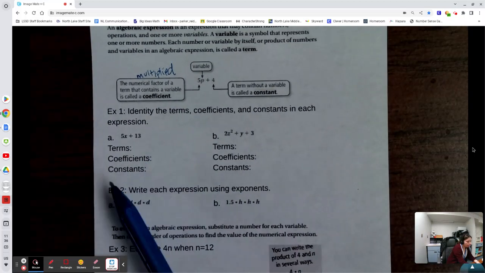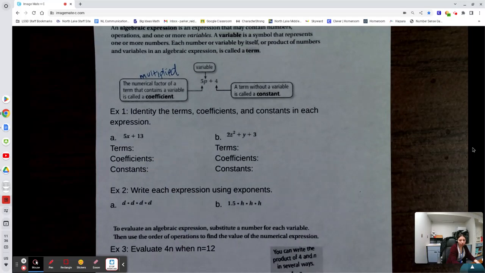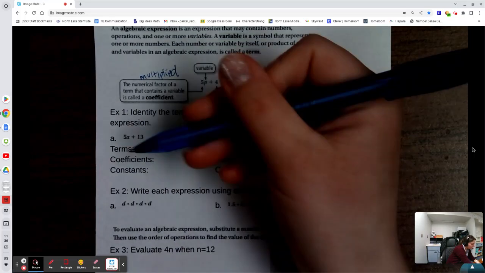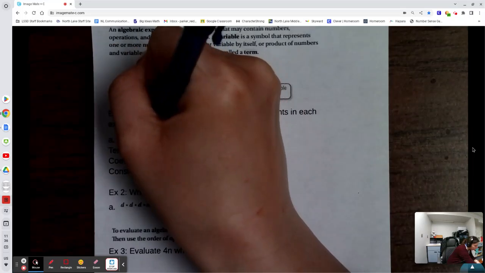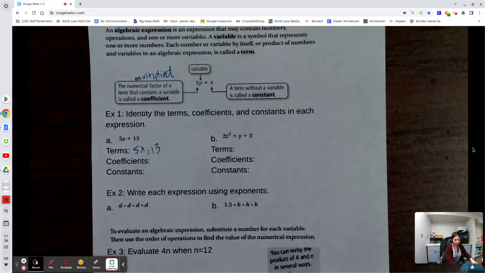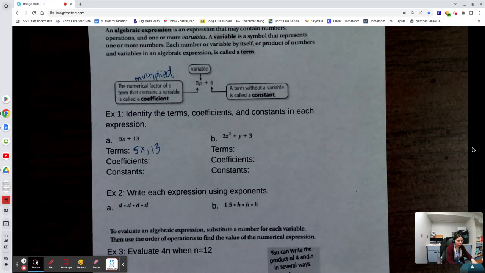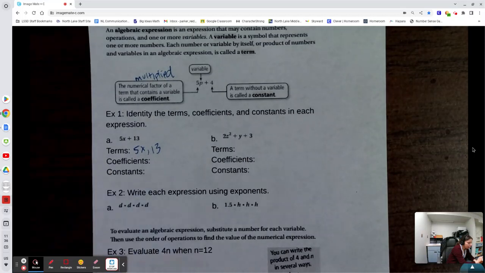So for this one, identifying the terms, this is the building blocks, the pieces being added together. There's just two things being added together, 5x and 13. So those are the two terms, 5x and 13. 5 and x are not separate terms because they're not being added together. They are touching, they are attached together, they are one term, and again, it means 5 times x.